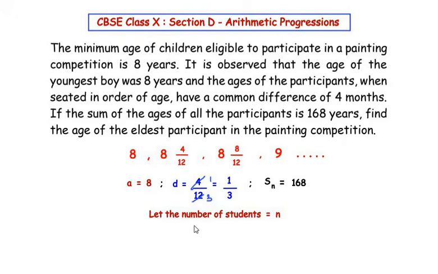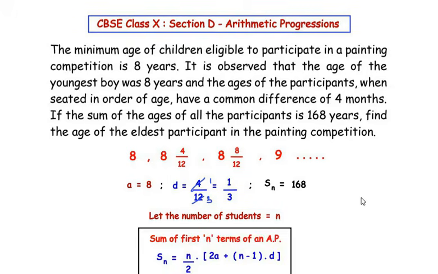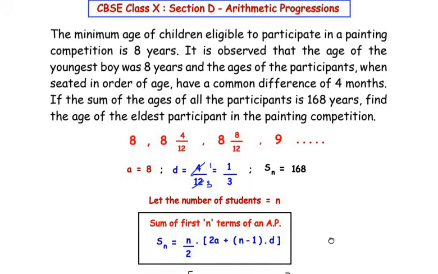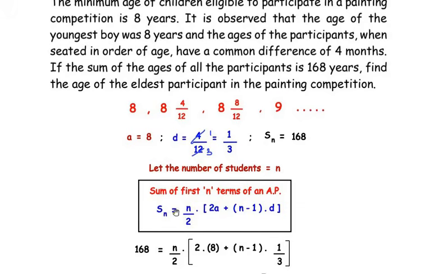So first of all, let us find out how many students participated in this competition, and let us consider the number of students as n. Now here, since we have been given the Sn value, we are going to make use of the sum of first n terms of an AP formula, given as Sn is equal to n over 2 times 2a plus n minus 1 times d, where a is the first term of the sequence and d is the common difference.